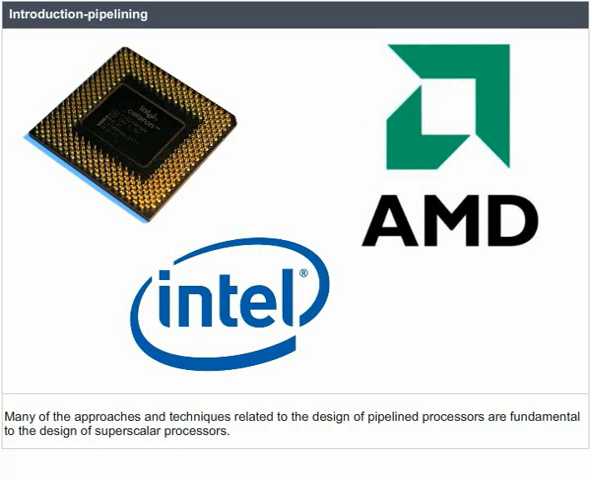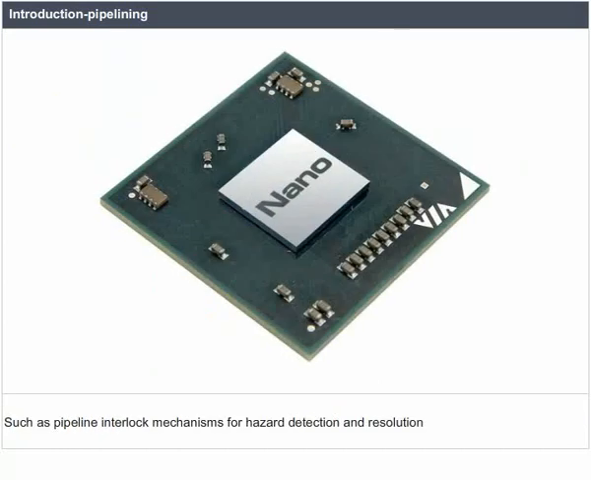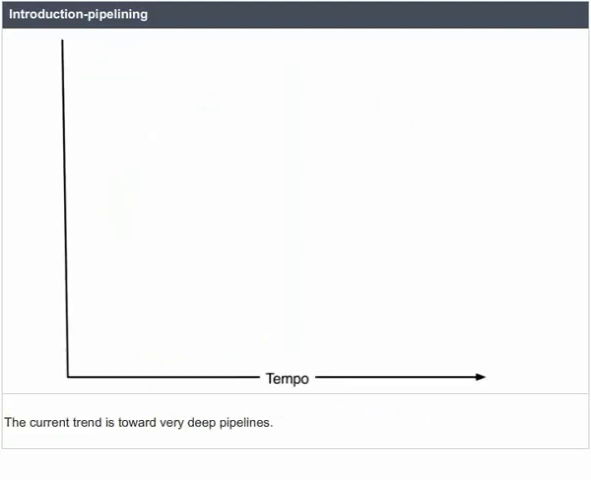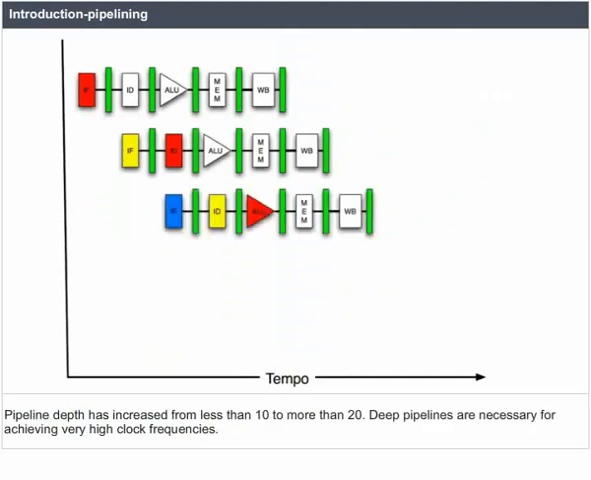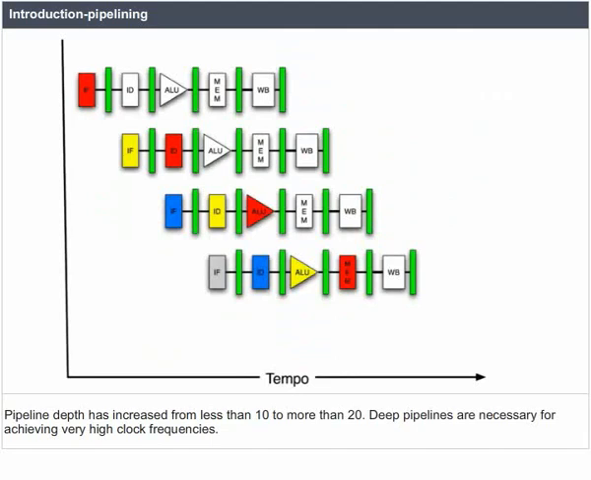Many of the approaches and techniques related to the design of pipeline processors are fundamental to the design of superscalar processors, such as pipeline interlock mechanisms for hazard detection and resolution. The current trend is toward very deep pipelines. Pipeline depth has increased from less than 10 to more than 20.